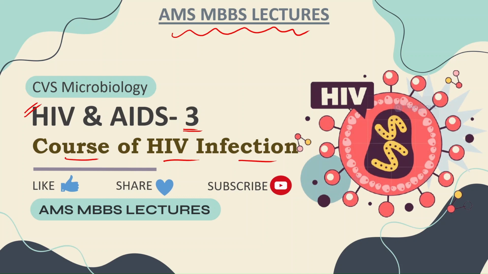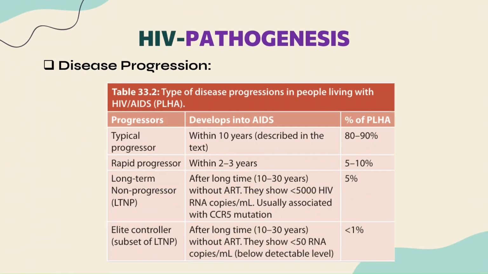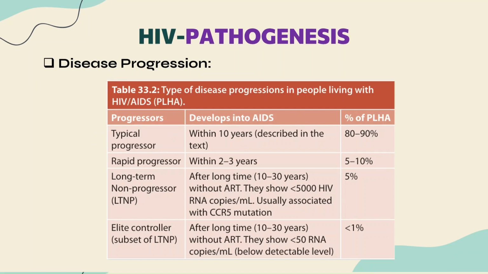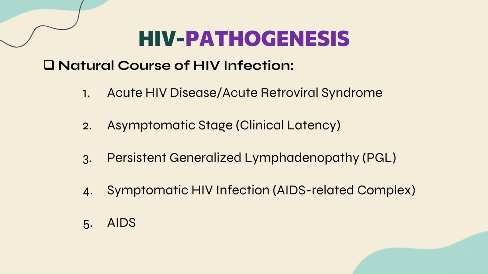Okay. So as seen in the previous video, we have different types of disease progressors, of which the majority of them are typical progressors. That is, the primary HIV infection will develop into AIDS within a span of 10 years. Those are your typical progressors. So the course of the HIV infection that I will be describing in 5 stages would be with respect to the typical progressors. Okay. Next thing, so these are the 5 stages which I mentioned in the previous video also. But right now we are going to go into the details of each and every stage over here.